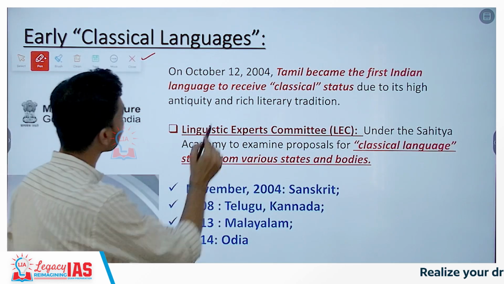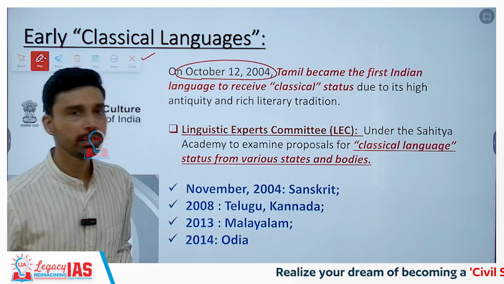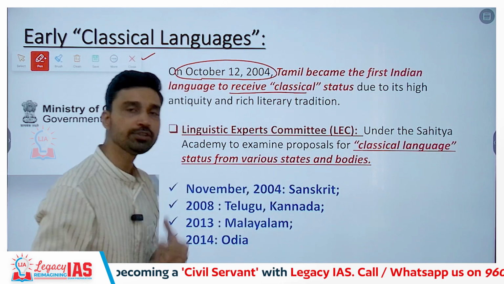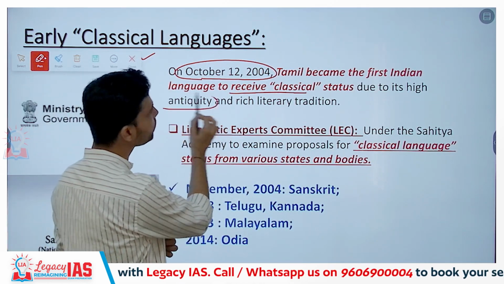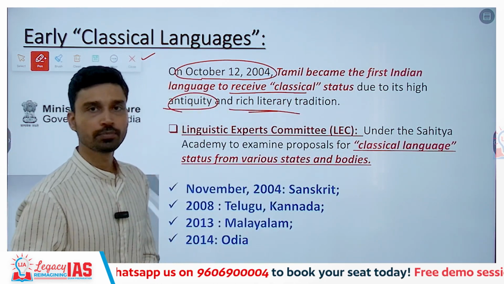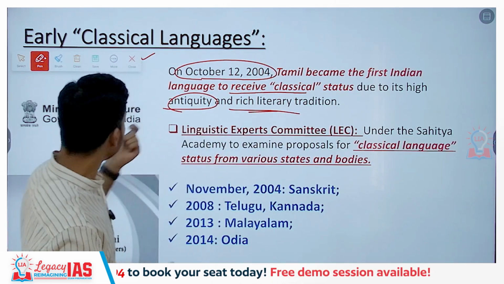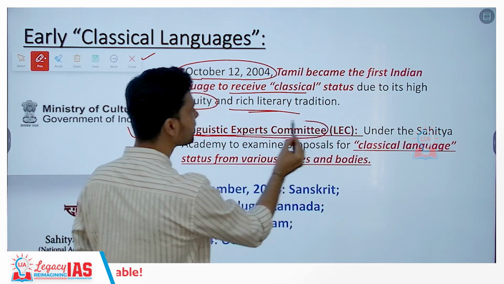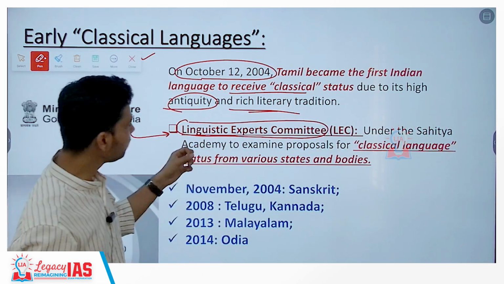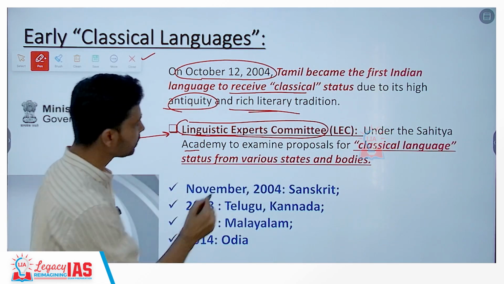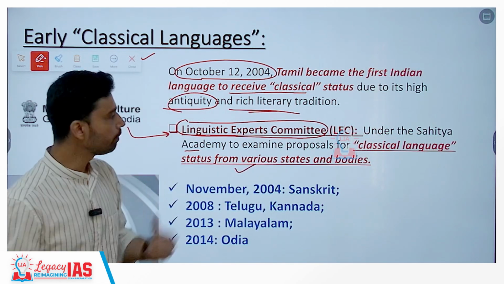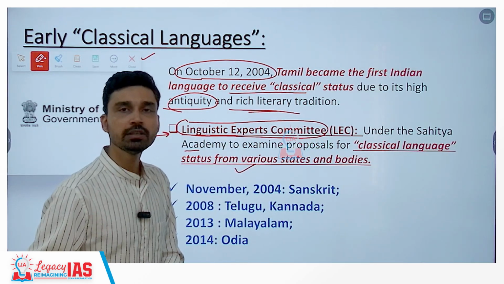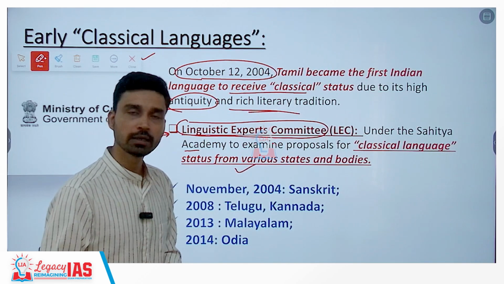So, on October 12th, 2004, the Tamil language became the first Indian language to receive the classical status. The reason given was its high antiquity and rich literary tradition. Thus, under the Ministry of Culture, the government decided to put in place a linguistic experts committee under the Sahitya Academy to examine proposals for classical language status from various states and bodies, and based on these proposals the linguistic expert committee will determine whether the language can be included or should not be included under the classical language list.